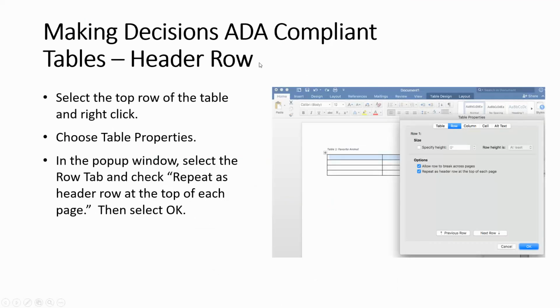The next thing you need to do is identify your header row in the table. So you're going to select the top row, your header row. You're going to right click and choose Table Properties, and then in the pop-up window you're going to select repeat the header row on the top of each page. What that's going to do is, if your table is huge and it breaks across pages, it's going to make sure to repeat that header row on the next page, so that you don't have just a dangling set of numbers in a table. So let's go ahead and practice that.